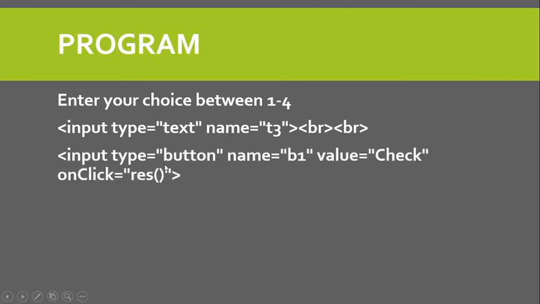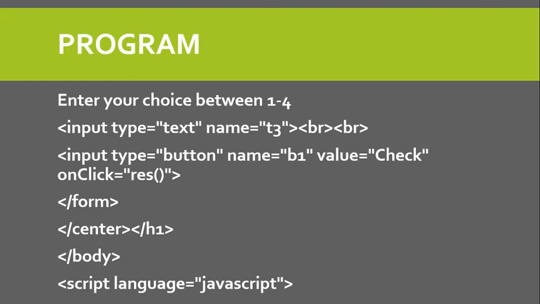Then one button, input type is equal to button, name is equal to b1, value is equal to check, and this is your event handler, and click is an event. So onClick, capital C, is equal to which method I have to call: res, that is result. So this is your brackets, double quotes complete, bracket complete. Then this form will complete. Close the form, close the center tag and close the h1 tag. Then body tag complete.